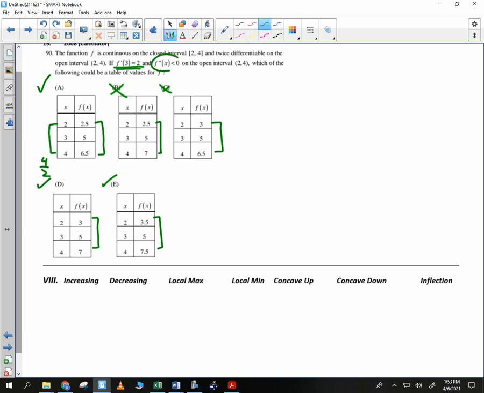Now we have to look at the second piece, which means the second derivative is less than 0. So that means the increase is becoming less each time. 2.5 to 5, what's the change there? 2.5. And then 5 to 6.5, the change is? So is the change increasing or decreasing as you go from here to here? Decreasing. So this is another candidate. Let's look at this one right here. 3 to 5 and then 5 to 7. Is there any change there? They're the same. So this one is not a candidate. And then 3.5 to 5, that's a change of 1.5. And this is a change of 2.5. That's not a candidate because it's going up. So A is the correct result.